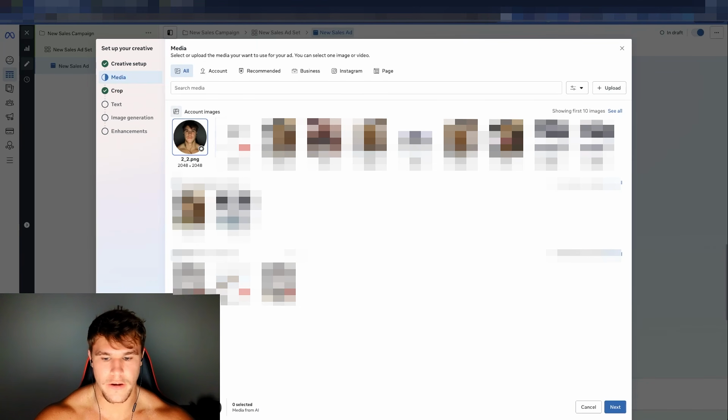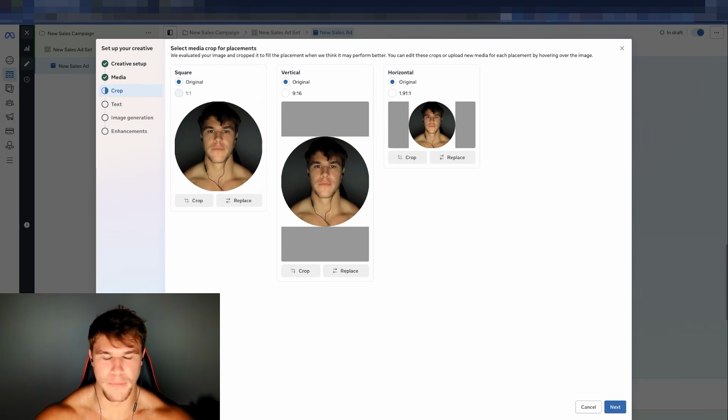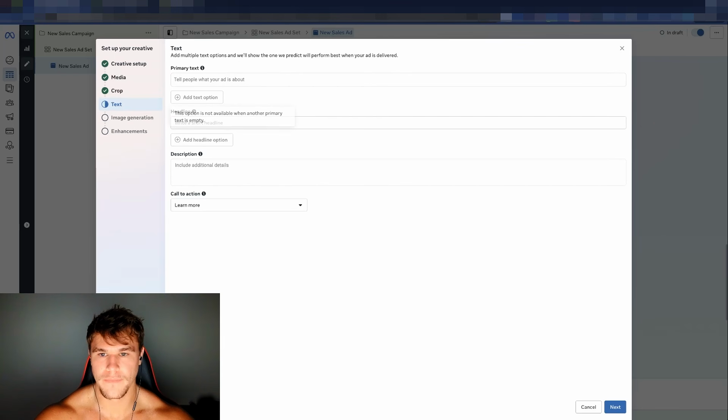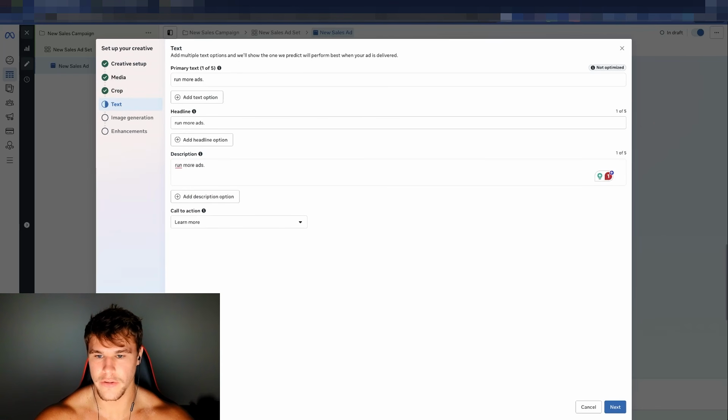And just like that, we got our phenomenal creative there. If you want to take a look, boom, beautiful 10x ROAS coming very soon. Now, I don't adjust any of the aspect ratios here. We're going to hit next. Now you're going to fill in your copy, primary text, the headline and the description is all there. And it's a fantastic message. Run more ads. Going to hit next.